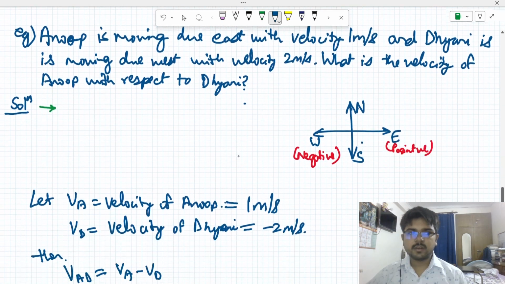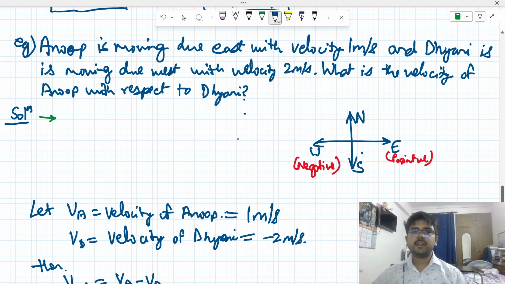Now let us do an example. Anup is moving due east with velocity 1 meter per second and Dhyani is moving due west with velocity 2 meter per second. What is the velocity of Anup with respect to Dhyani? So this example is a one-dimensional motion. So let us choose east direction as positive and west as negative. So east is positive and west is negative, as shown here.